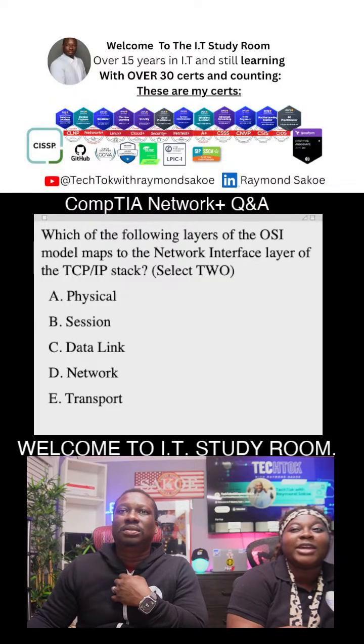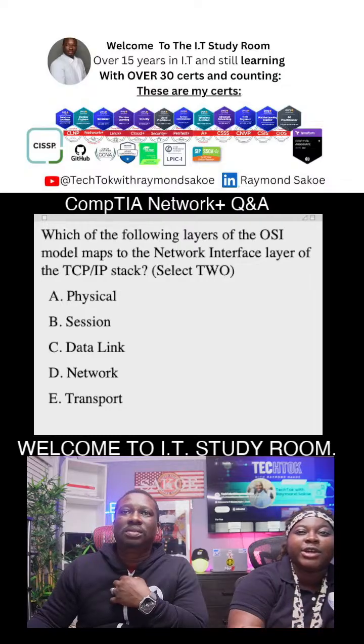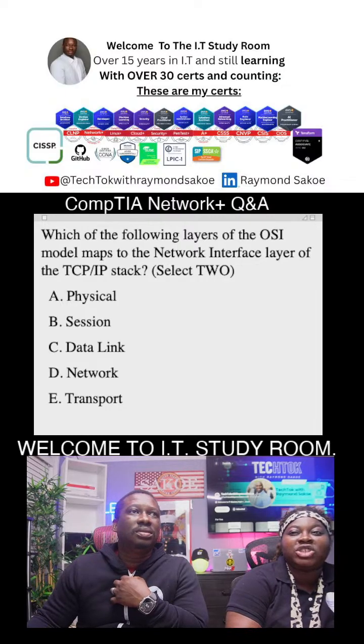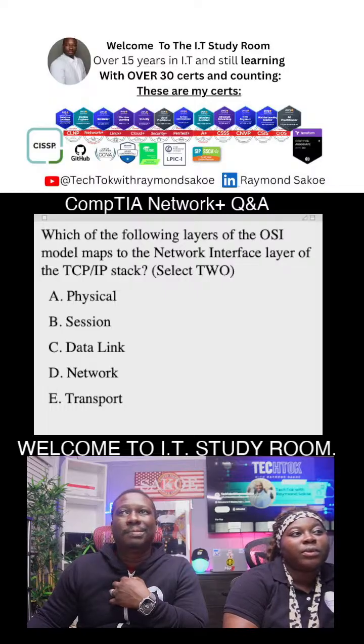Which of the following layers of the OSI model maps to the network interface layer of the TCP/IP stack? Choose 2. All right, so we have C, D, E, B, E, C, D. All right, what's the answer?